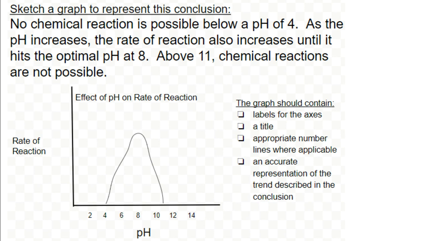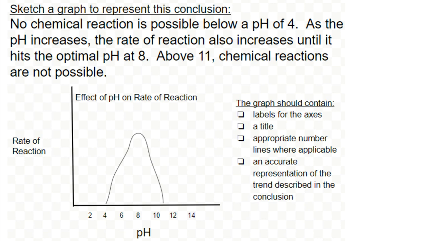So no chemical reaction is possible below a pH of 4. As the pH increases, the rate of reaction also increases until it hits the optimal pH at 8. Above 11, chemical reactions are not possible. That's what I'm going to give you, and you have to give me everything else. And you can see I'll give you the checkboxes of what you need to make sure you have because I'm just such a nice guy.